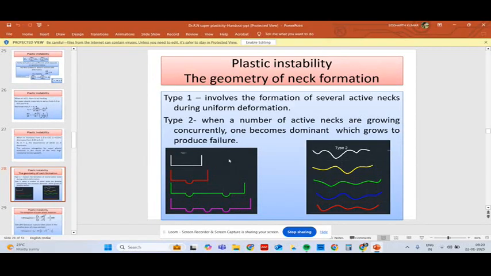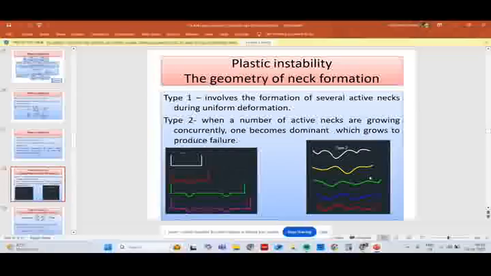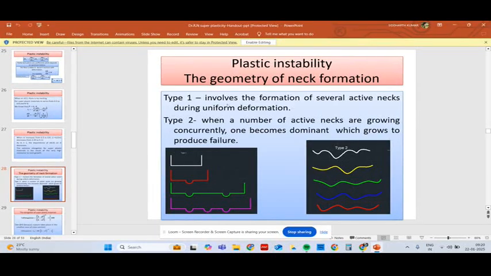Plastic instability, geometry of necking formation. This is type A, this is type B. In the case of type A, it involves formation of several necks during uniform deformation. This is one neck, this is second neck, this is third neck. So during deformation, several necks are active during the uniform deformation. When the active necks are growing concurrently, one becomes dominant, which grows to failure. There are so many necks, but one of the necks may be dominant and finally leads to failure in this case.